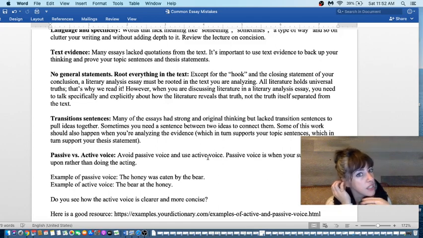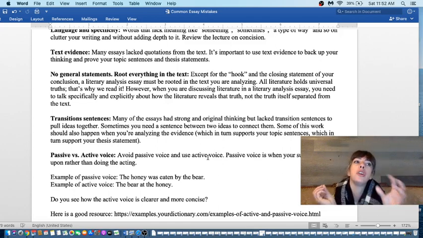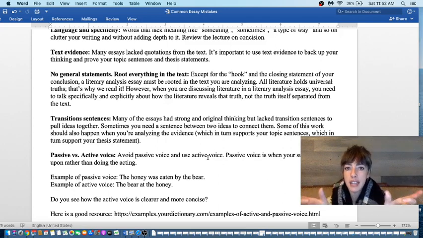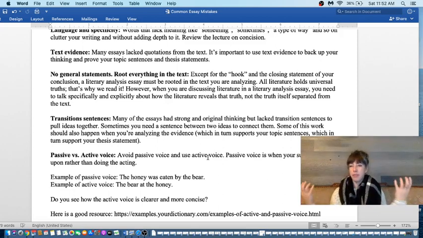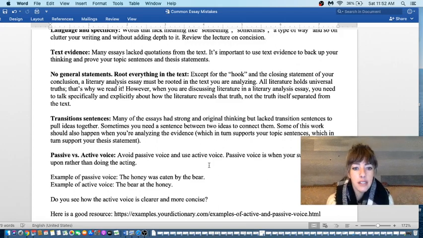I mean, we can actually look at transitions in the future and learn the different kinds of transitions. But for now, what I need you to know is that your essay has to make sense, and transitioning from one idea to the next is essential for that. So if you ever see, oh, this is a strong idea, this is a strong idea, but what's between them to make it make sense, that's where you need a transition sentence.